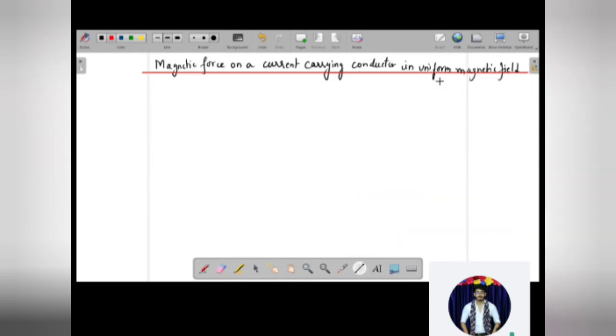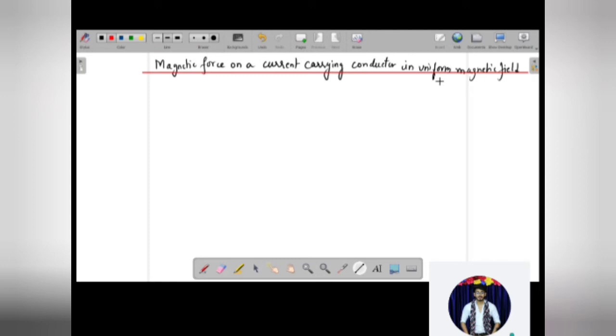Okay, so this is the derivation for magnetic force on a current carrying conductor in uniform magnetic field. So we are going to have a conductor which is carrying some current and it is placed in a uniform magnetic field, and we are going to find out the magnetic force acting on this current carrying conductor. Now the magnetic force acting on a charged particle placed in a uniform magnetic field is known to us. F is equal to QVB sine of theta, or in vector form F is equal to Q V cross B is the force acting on a charged particle.